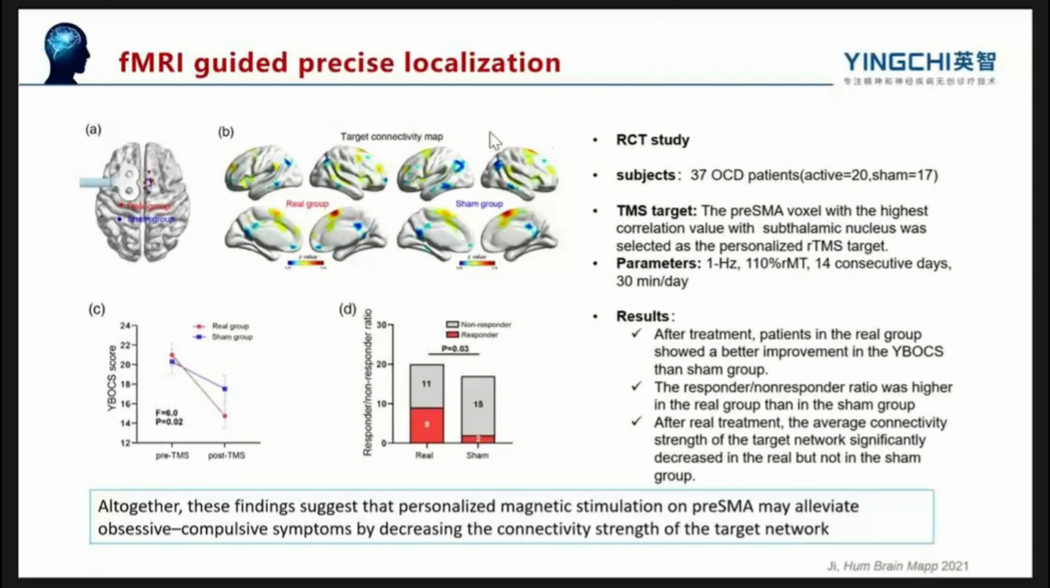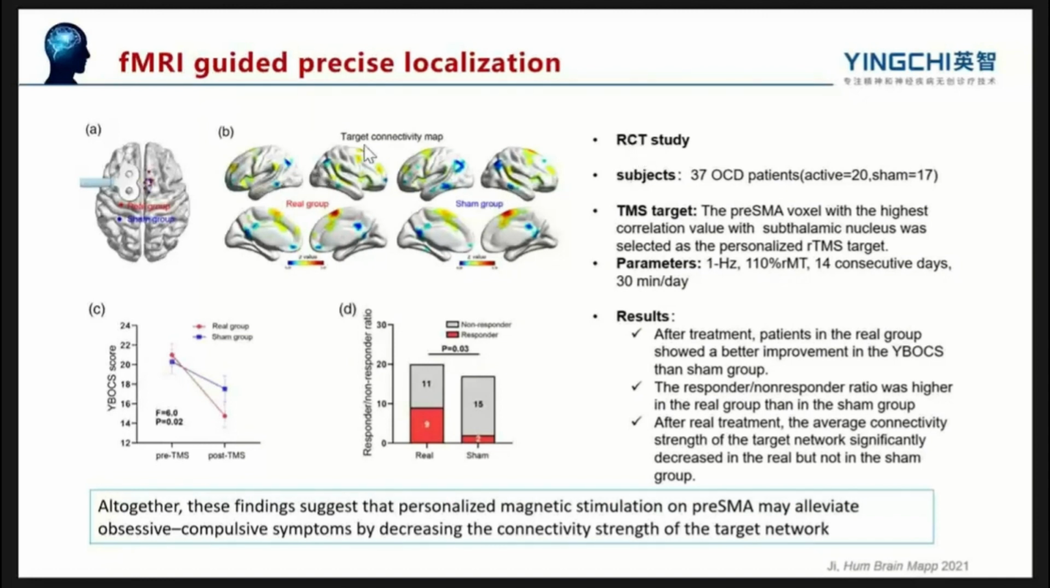But this is still according to the anatomic structures of the brain, and it doesn't take into account the internal structure and the functional differences between individual patients. But by using the fMRI technique, we can find the specific brain area, and the point at the surface of the brain that is highly correlated with the internal areas that are correlated with OCD.